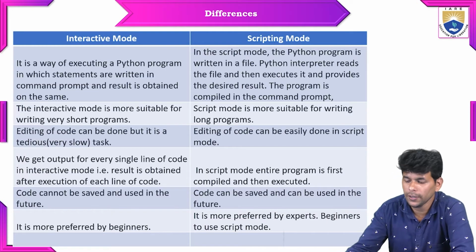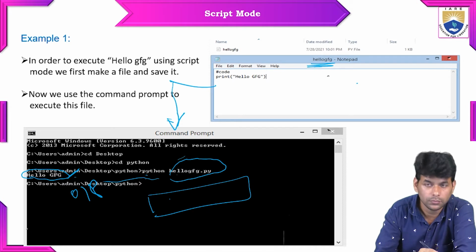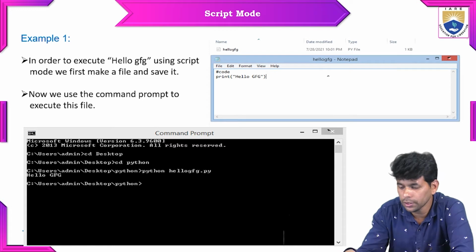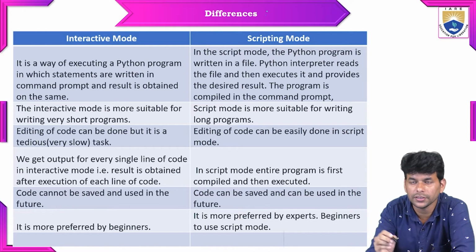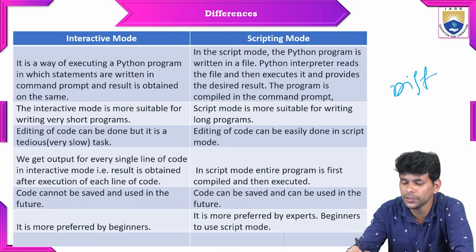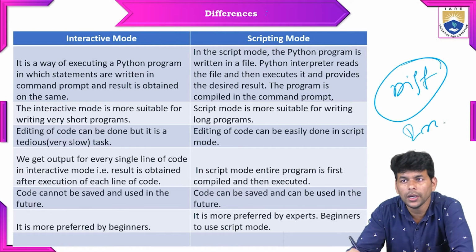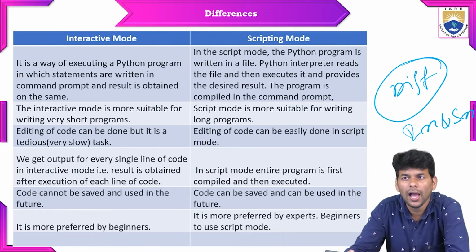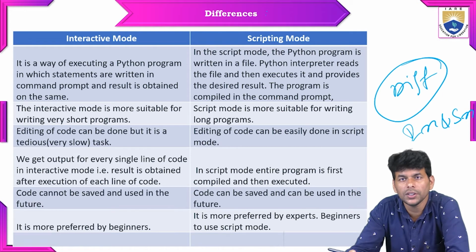Next, you see here we have the main differences between the interactive mode and script mode. What we do in the script mode and what we do in the interactive mode, we will discuss here. The first one is interactive mode. It is a way of executing a Python program in which statements are written in the command prompt. Just now we discussed that one. Yes, is it correct? So in the interactive mode, what we are doing is that in interactive mode.